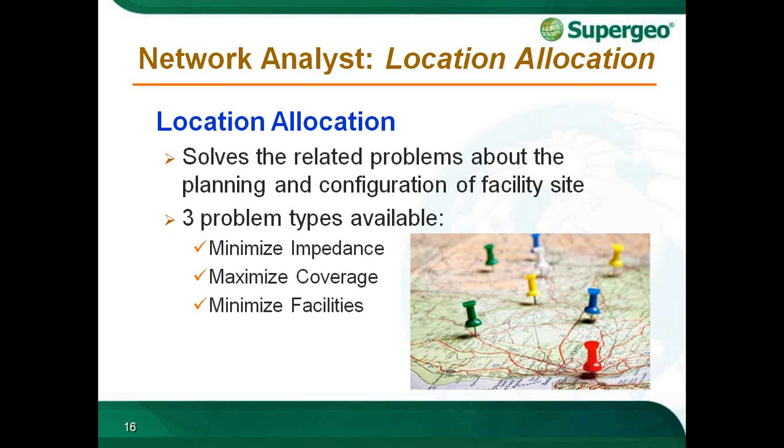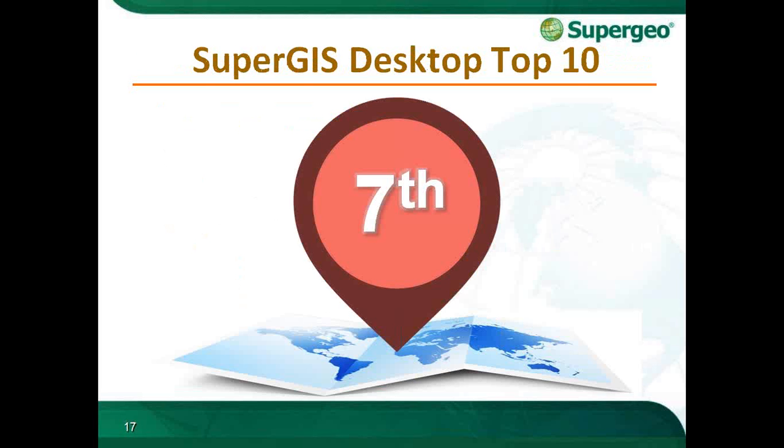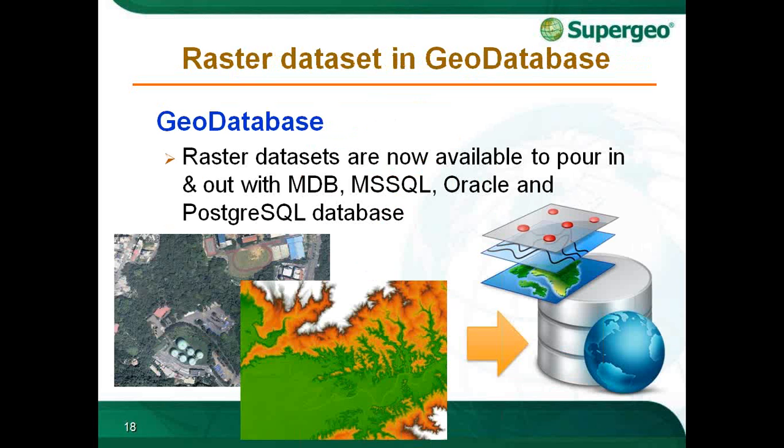Okay. Let's see, who is our lucky 7? Our lucky 7 is raster dataset in GeoDatabase. Well, I know raster data plays a big role in GIS, but why is this function so important? The raster dataset in the GeoDatabase is actually a very important function, because raster data is always very big in GIS, like satellite images or aerial photos. So how to keep all the data safe and secure, and share it with a variety of different users, is a very important issue.